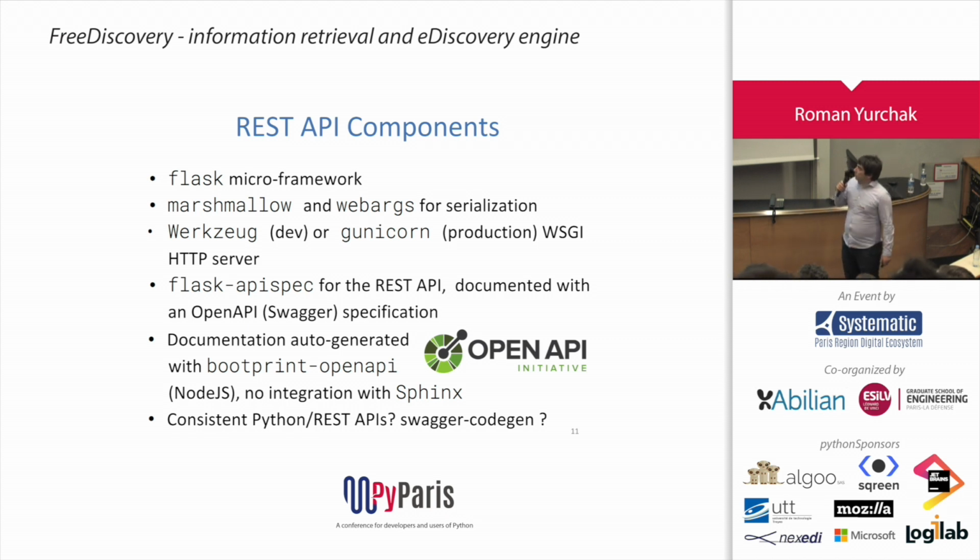So with this, we can then build documentation. Unfortunately, we couldn't find a Python package that does that correctly for the REST API. So we ended up using a package called Bootprint OpenAPI, which is from Node.js and generates HTML docs, but then they're not integrable with Sphinx, because the main documentation is generated by Sphinx. So I'm not quite sure what the consensus is on how to do this correctly in the Python community.